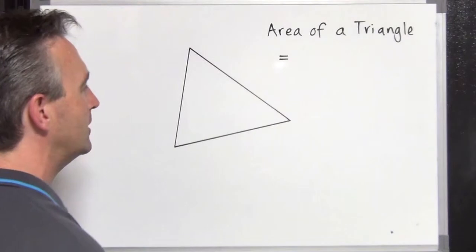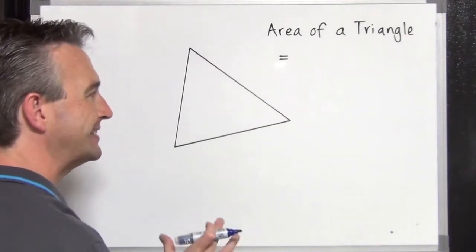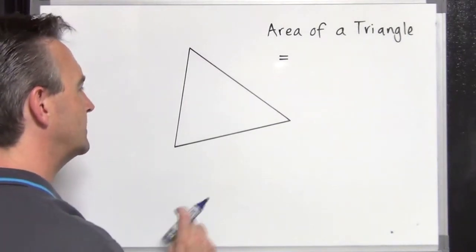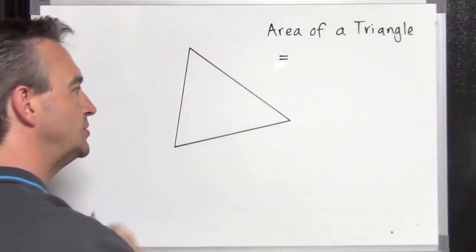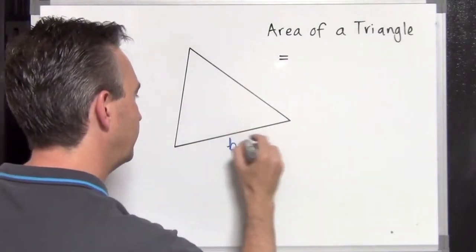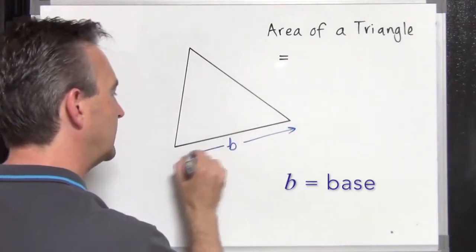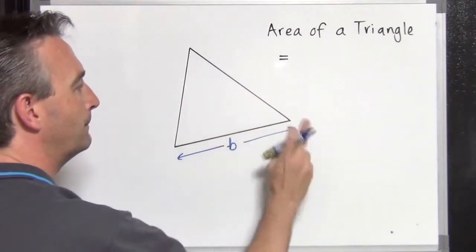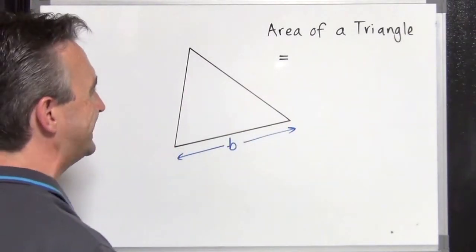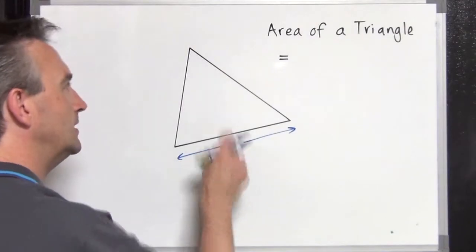And to calculate the area of a triangle, we need two specific lengths. We need the length of one of the sides, which is usually going to be down the bottom. We're going to call it b, and it's quite often called the base. We're going to call this the length of the base. And we also need a height, the height of the triangle.